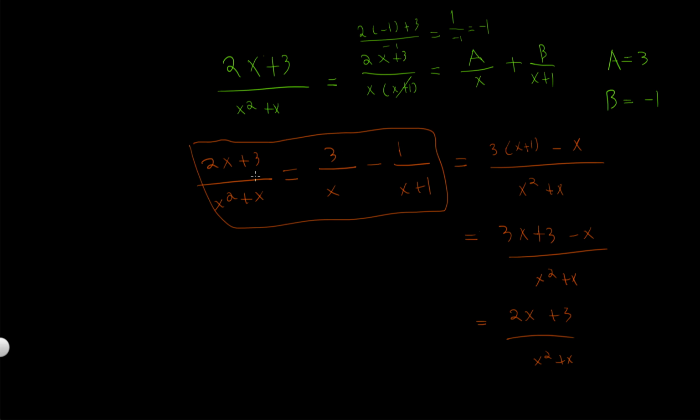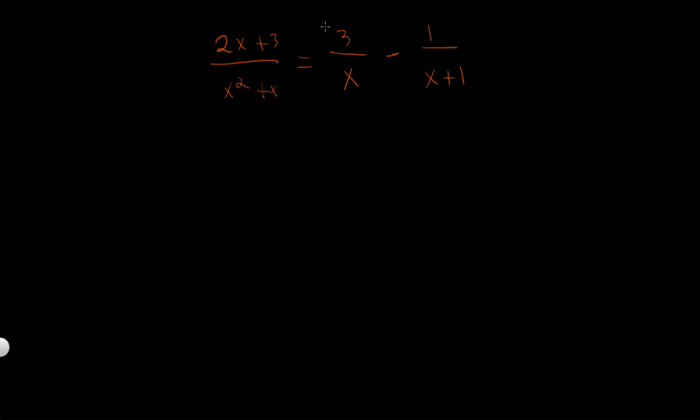So (2x + 3) over (x squared + x). Okay, so I think I remember it. We have (2x + 3) over (x squared + x) is equal to, I believe, 3 over x minus 1 over (x + 1). I hope it wasn't the other way around. I think it was this way.